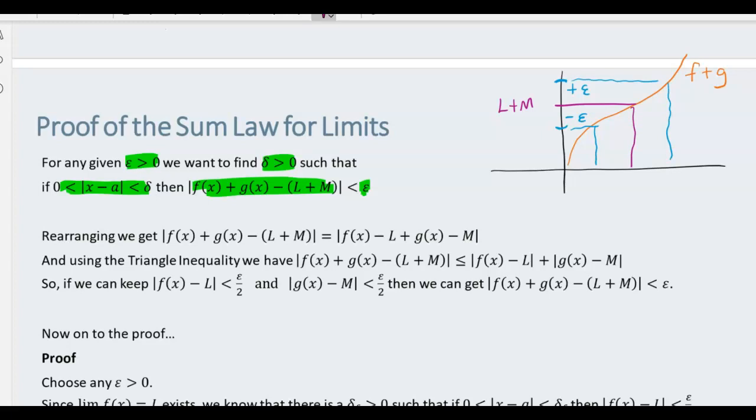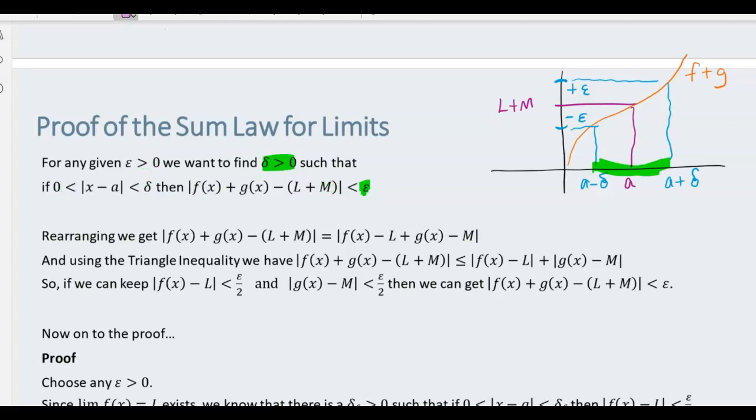This is A. We're having x approach A. This is A plus delta, and this is A minus delta, and we're trying to figure out what is this neighborhood around A that'll lead to the desired neighborhood around L plus M, the limit?